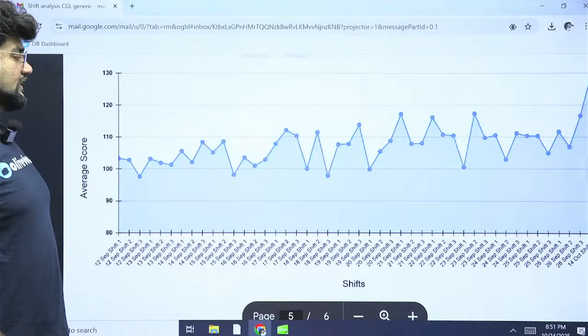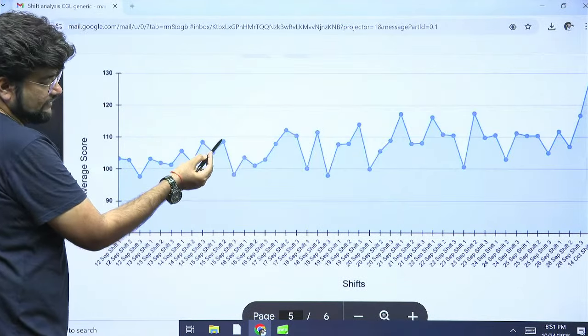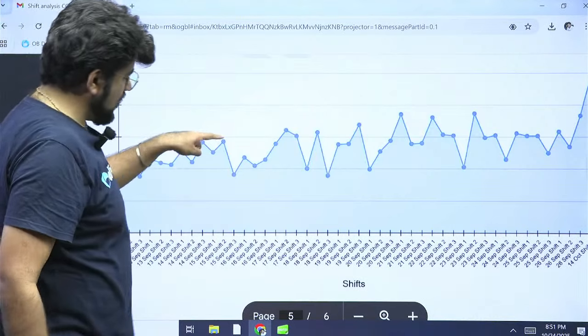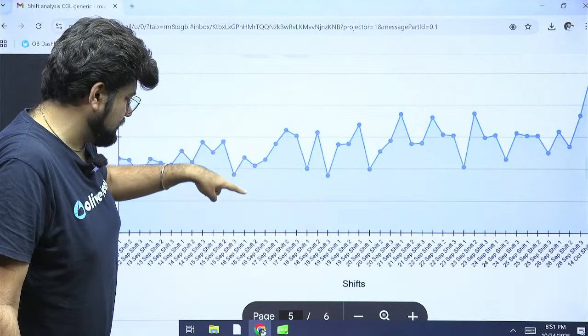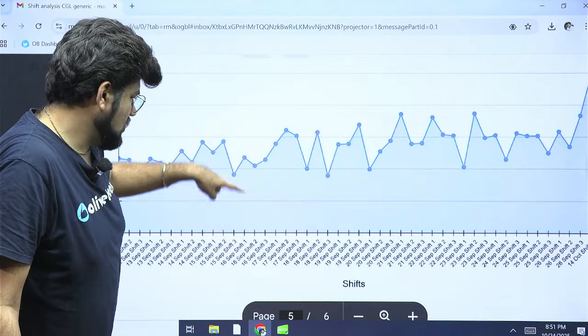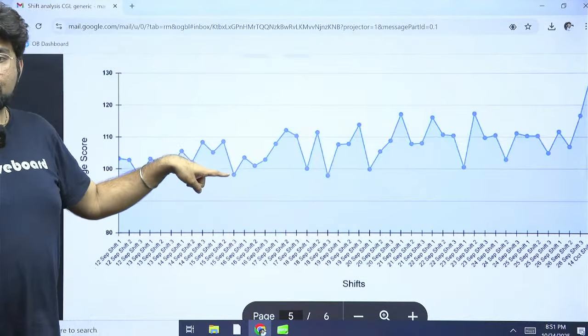But if you see, in every few shifts, the score drops dramatically. Look at this. So this was on 15 September shift 2. This is 16 September shift 1. And this is 15 September shift 3. This is a sudden drop here.